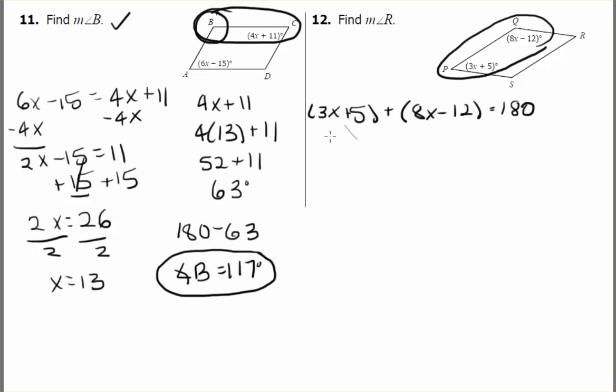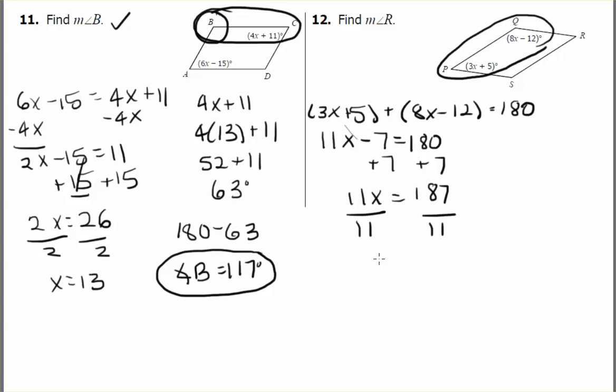So I want to combine my like terms so that I get 11x minus 7 equals 180. And add my 7 over, and then divide by 11 so that I get x equals 17. So again, you want to double check that you're answering what it asked.